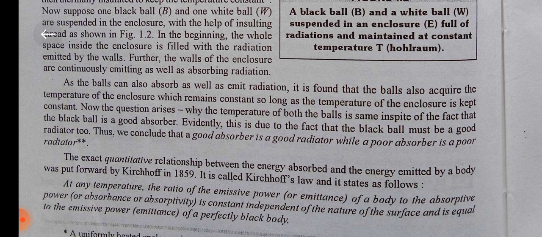As the balls can absorb as well as emit radiation, it is found that the balls also acquire the temperature of the enclosure, which remains constant so long as the temperature of the enclosure is kept constant. Now the question arises, why is the temperature of both the balls the same in spite of the fact that the black ball is a good absorber? Evidently, this is due to the fact that the black ball must be a good radiator too.